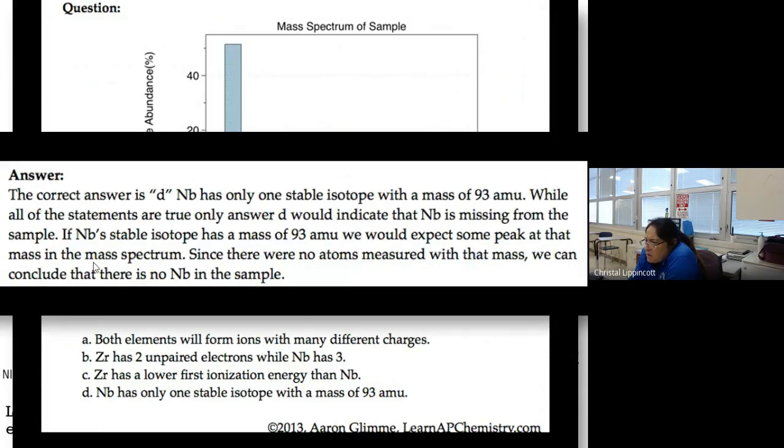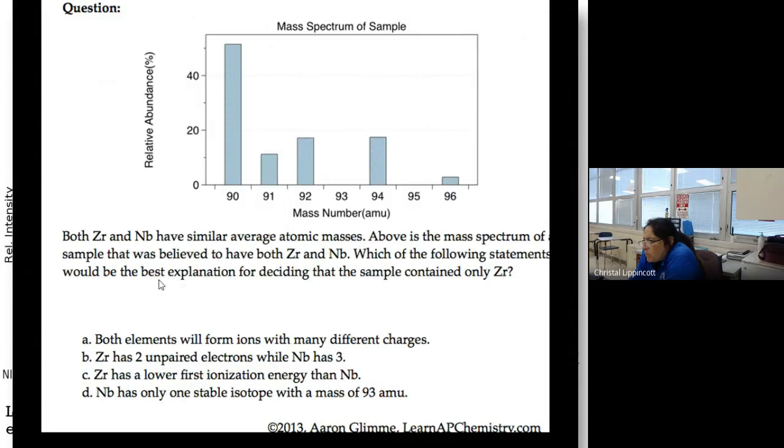All right, the answer is D. Good job, Kittle. Okay, NB has only one stable isotope with a mass of 93. While all the statements are true, only answer D would indicate that NB is missing from the sample. Okay, so they're asking only ZR.